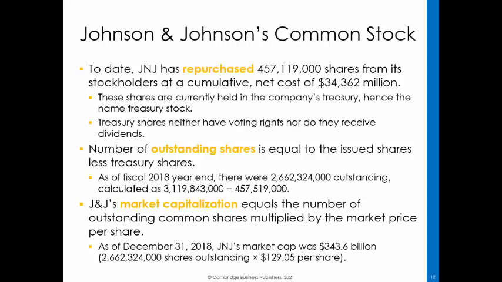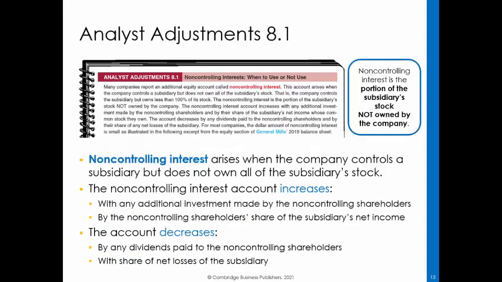The number of outstanding shares, 2,662,324,000, is equal to the issued shares less Treasury shares. The number of outstanding shares multiplied by the market price per share yields the market capitalization, or market cap, for the company. As of December 31st, 2018, Johnson & Johnson's market capitalization was $343.6 billion, calculated by multiplying the outstanding shares by the market price per share of $129.05.